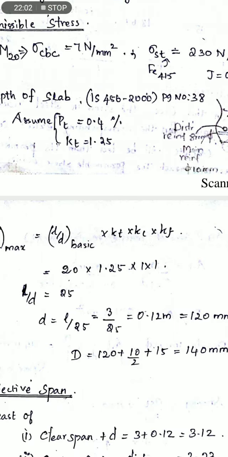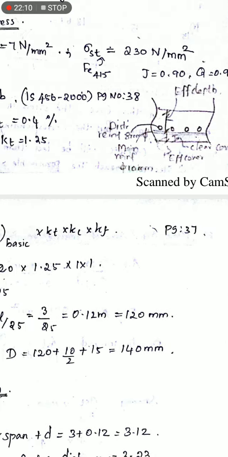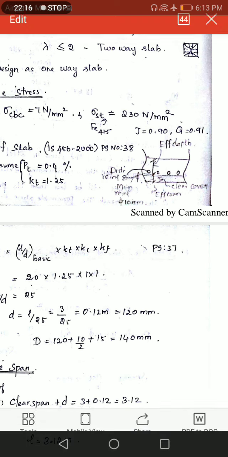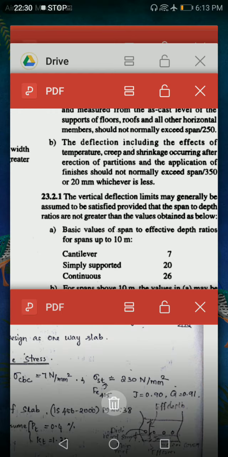So from it we can find small d, which is nothing but 0.12 meter, that is 120 mm. Okay, then we find the overall depth, capital D value. So capital D, how to find it? Capital D is nothing but small d plus half of the main reinforcement diameter plus clear cover.